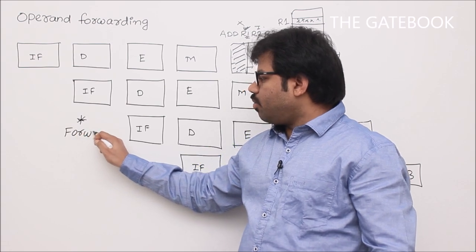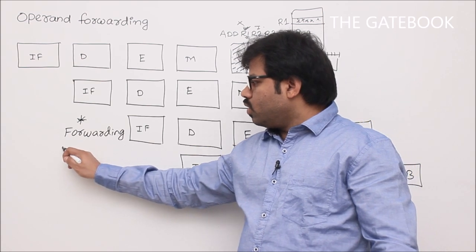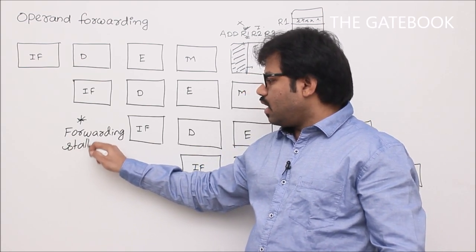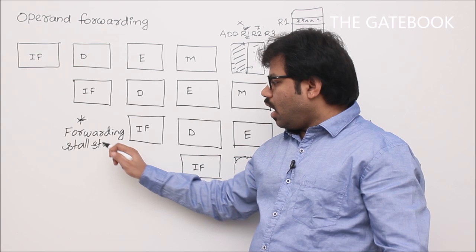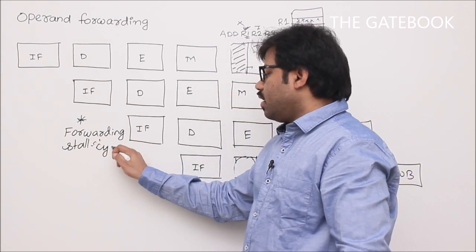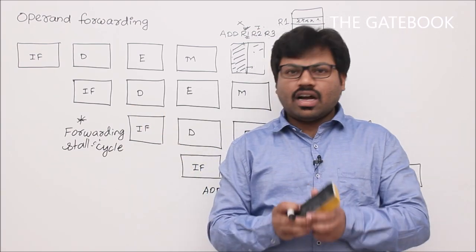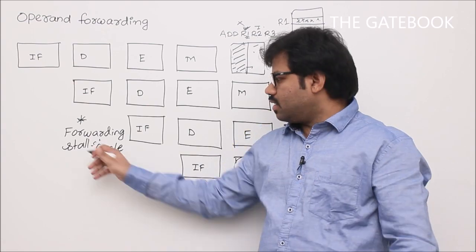In forwarding, sometimes we cannot do the forwarding, so what we do is introduce stall cycles. I am going to explain how these stall cycles will be introduced. What is this stall cycle? We will see that. So now let me focus on operand forwarding again, and these stalls.